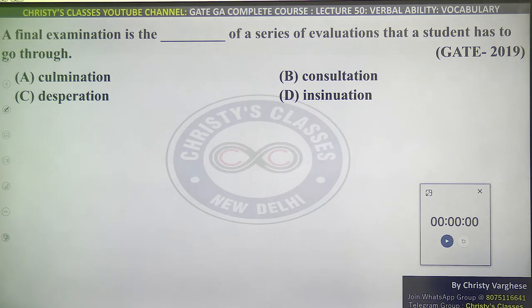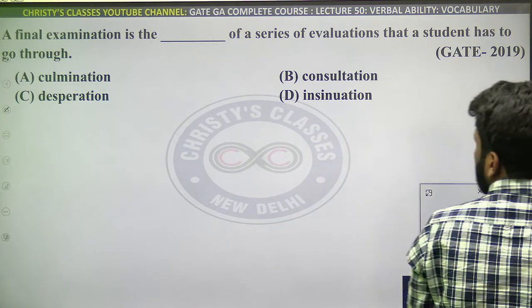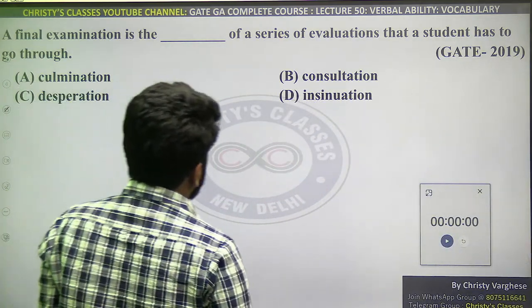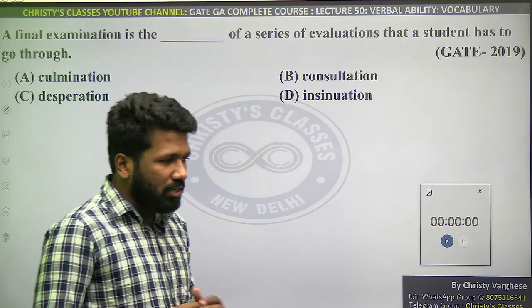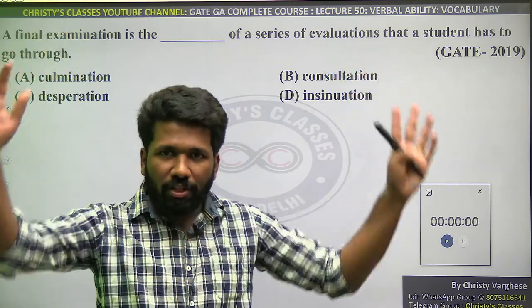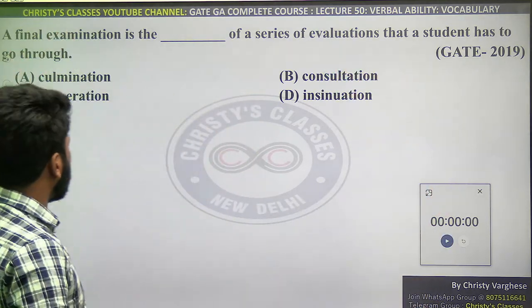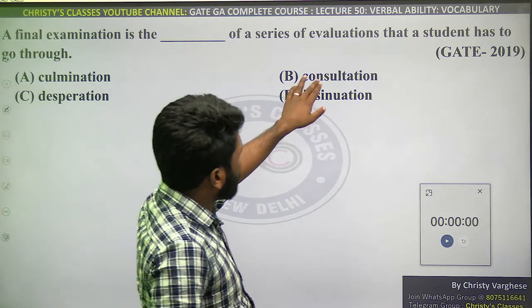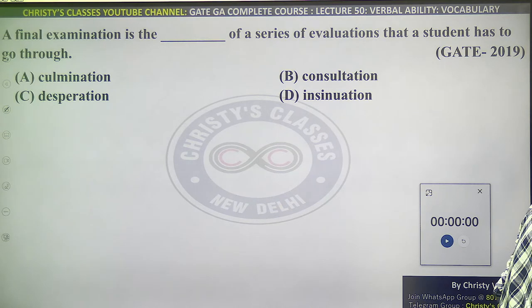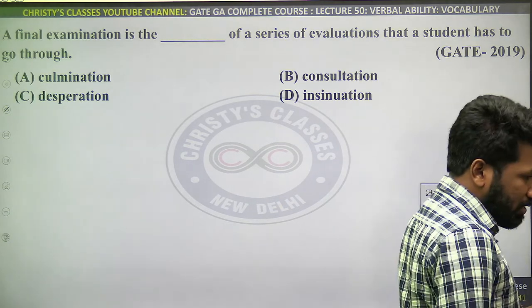Some of you got the answer already. Very good. So, final examination is the dash of a series of evaluations that a student has to go through. When you read that sentence one or two times, you will understand it means the end of something, the end of everything that happened. So desperation, insinuation, consultation don't make sense, right? Because end of something, culmination is the correct answer.